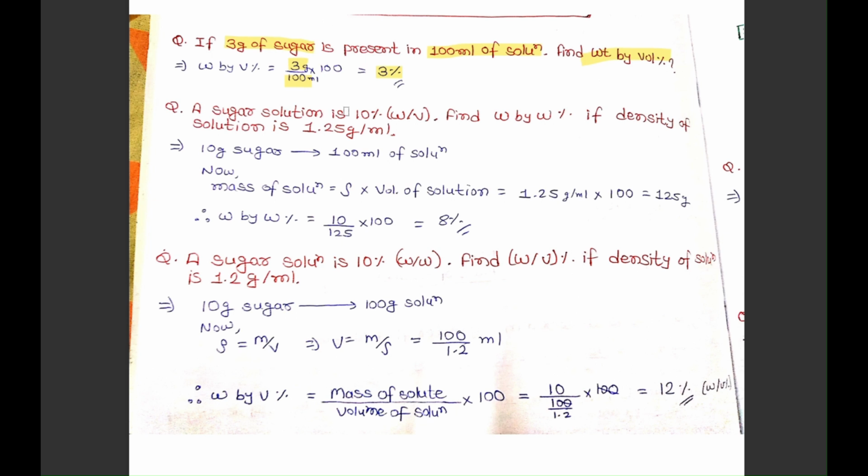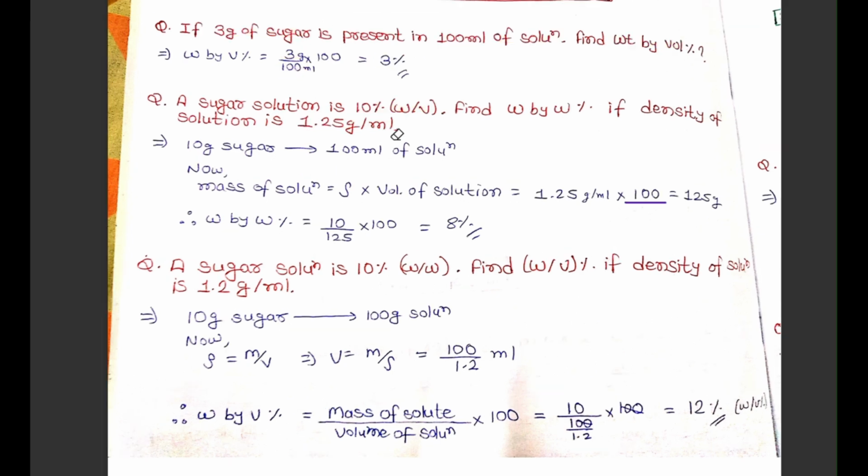So there is a similar question. A sugar solution that is 10% weight by volume. So weight by volume percent is given, that is 10%. Find weight by weight percent if the density of the solution is 1.25 gram per ml. Density of the solution is given. So density of the solution is 1.25 gram per ml.